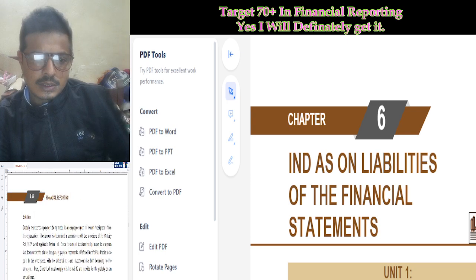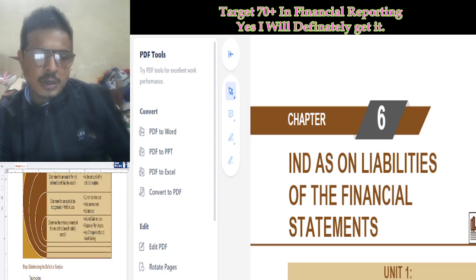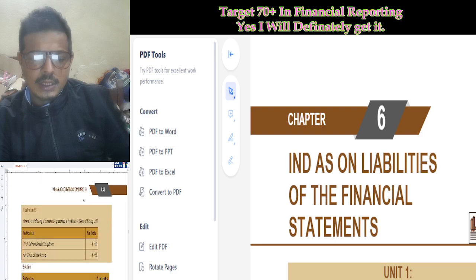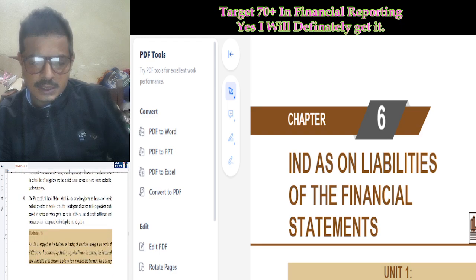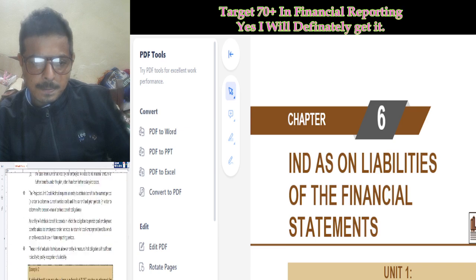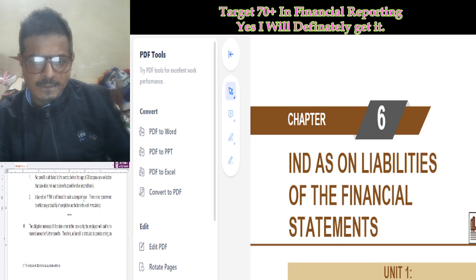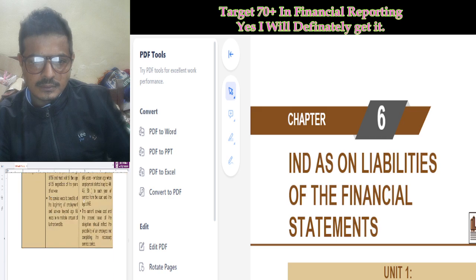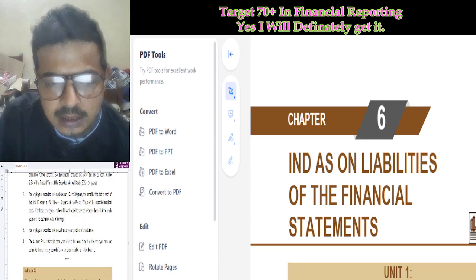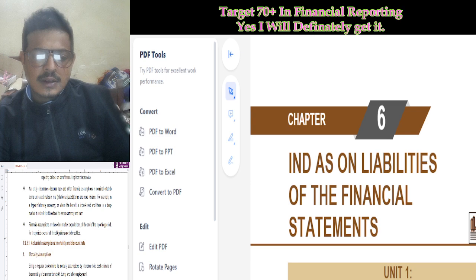So first, accounting for defined benefit plan illustrations. Illustrations will be covered when we study, and questions and the question bank will be taken first. The questions will be studied. We'll not try to solve the answers. Examples and illustrations are there to familiarize us with the concept.